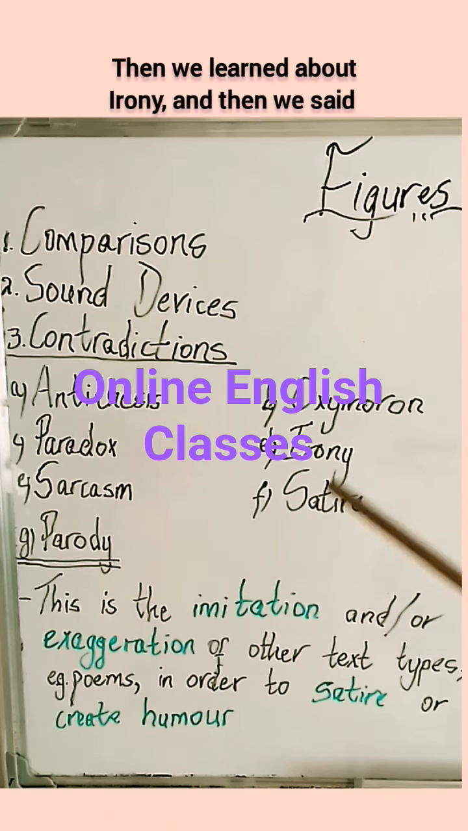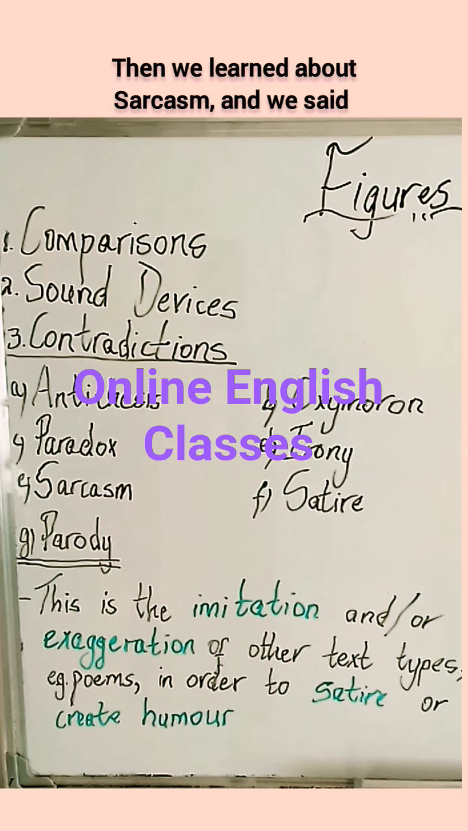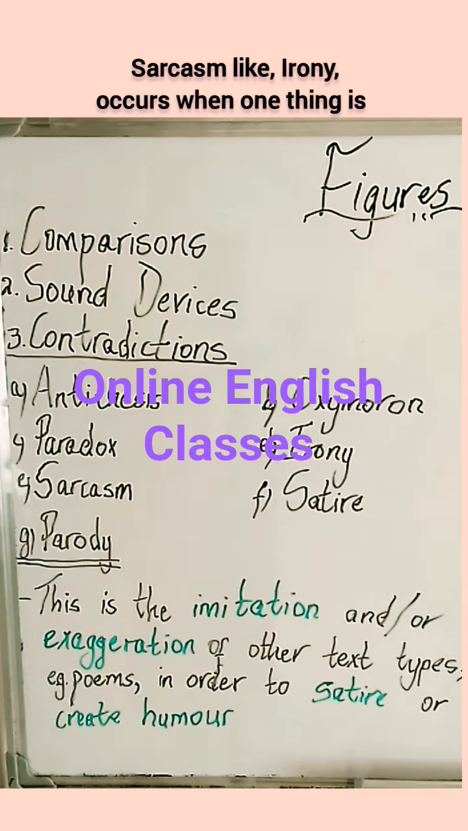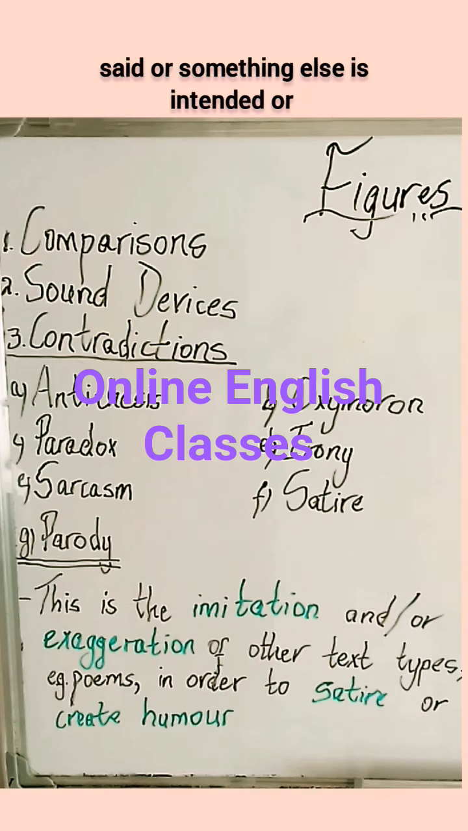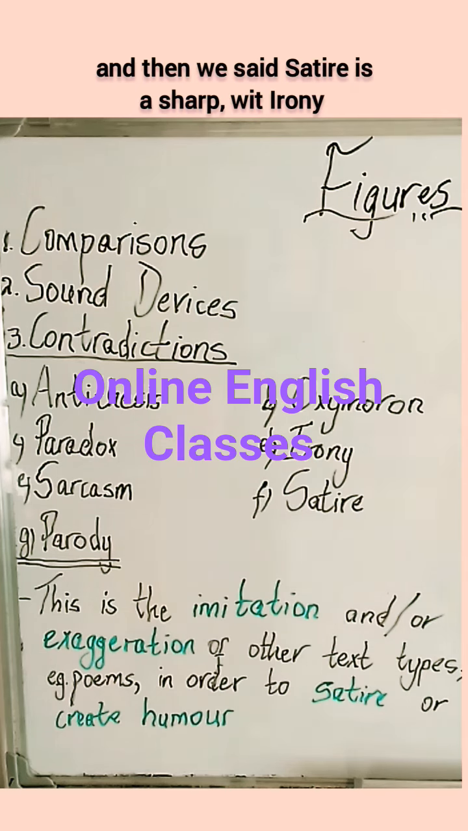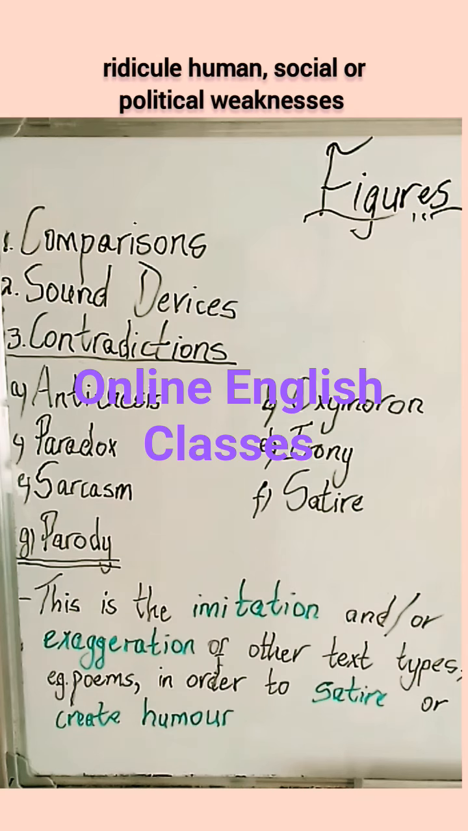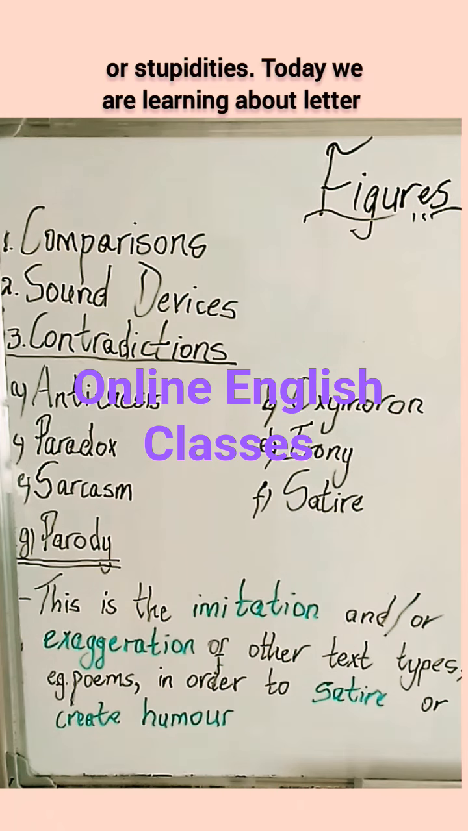Then we learned about irony, and we said irony implies the opposite of what is said. Then we learned about sarcasm, and we said sarcasm, like irony, occurs when one thing is said but something else is intended or understood. Then we learned about satire, and we said satire is a sharp wit, irony, or sarcasm used to highlight, expose, or ridicule human, social, or political weaknesses or stupidities.